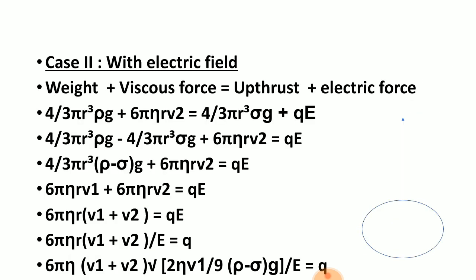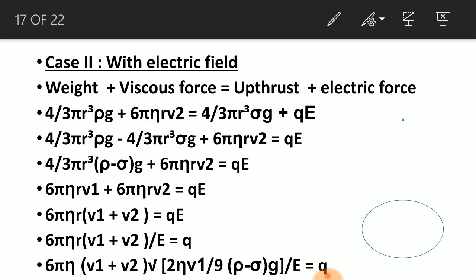Now again we perform this experiment with electric field. Again the two natural forces are, the downward force is weight and the upward force is upthrust. In this case we assumed that the oil drop is moving upward. We can assume that the oil drop can move because of electric force or because of these four different forces. We can consider the oil drop either moving upward or downward. Let us assume it is moving upward with terminal velocity v2.